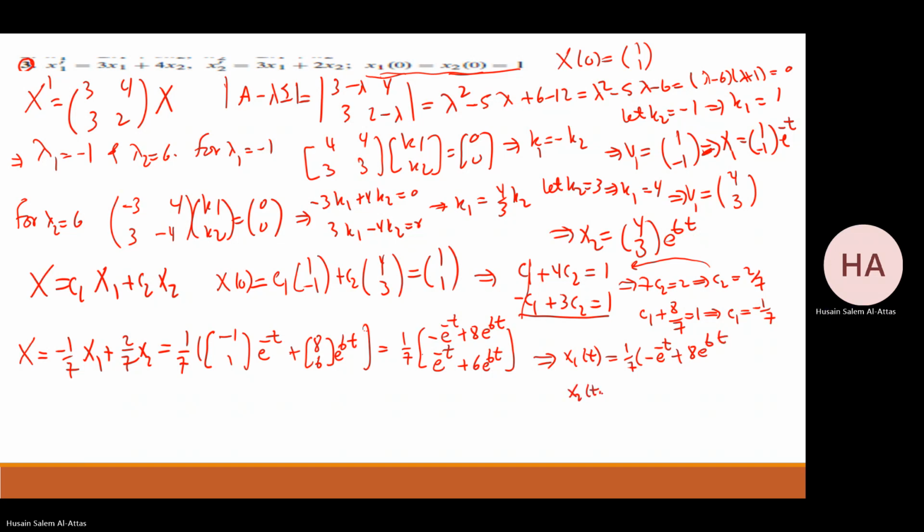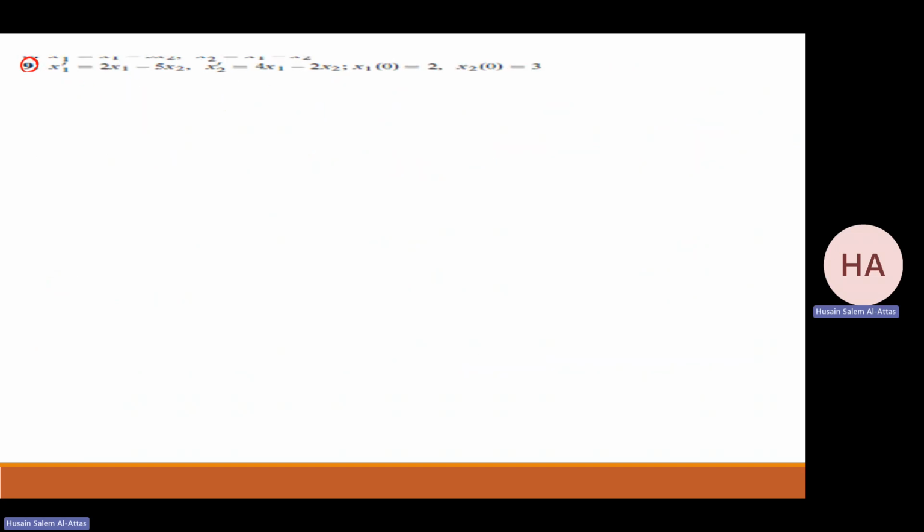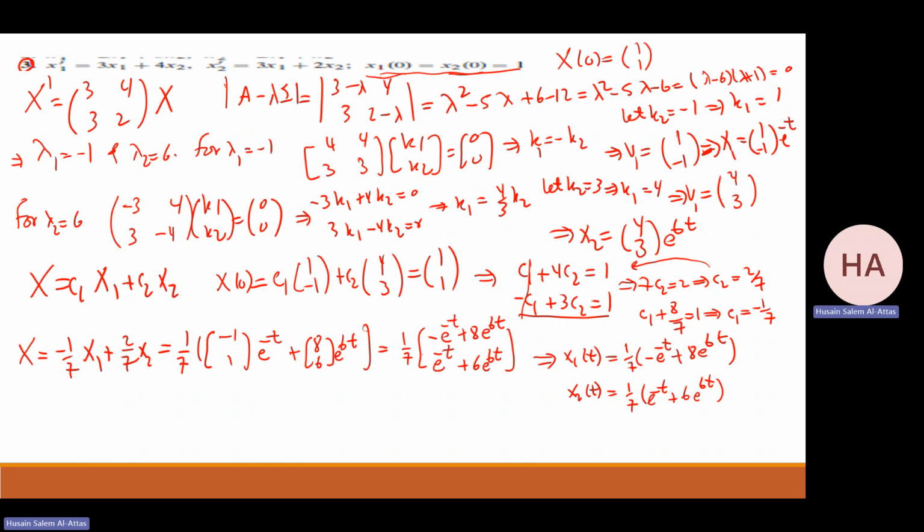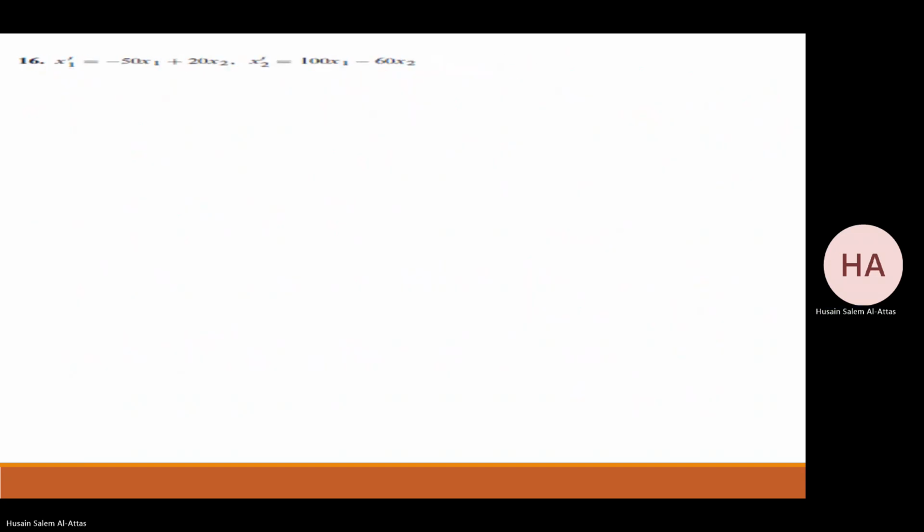X2 functions is 1 over 7, e to the minus t plus 6 e to the 6t. Yes, correct. Next one also has a condition. These are suggested problems. Now let's try to do more.